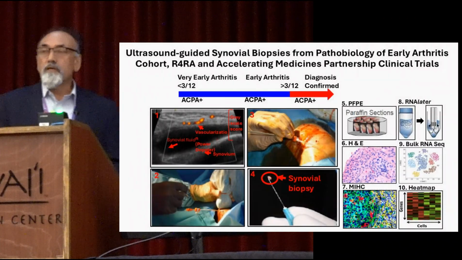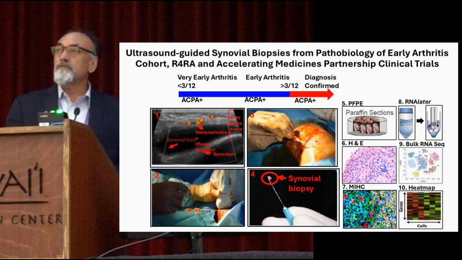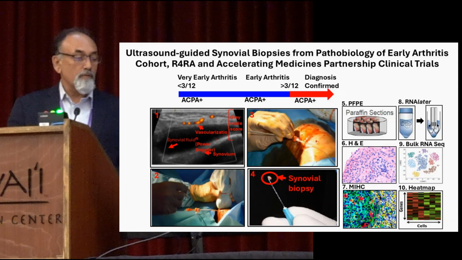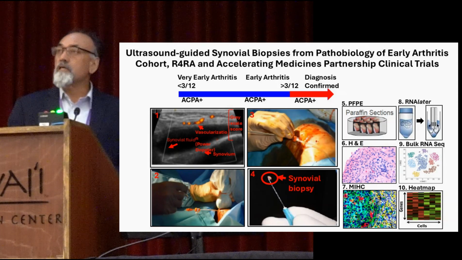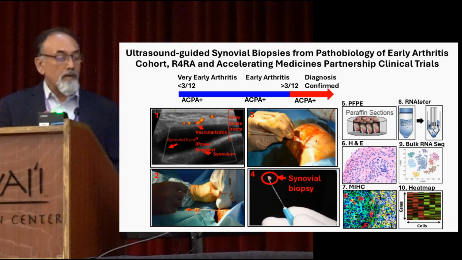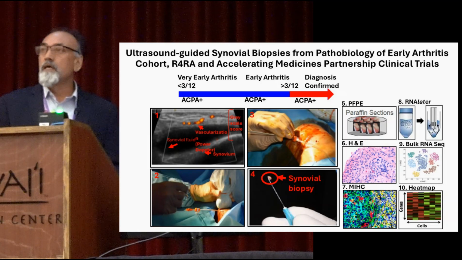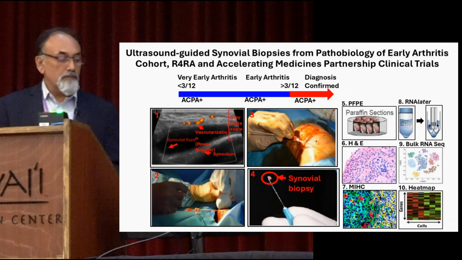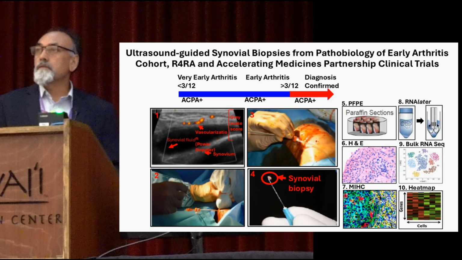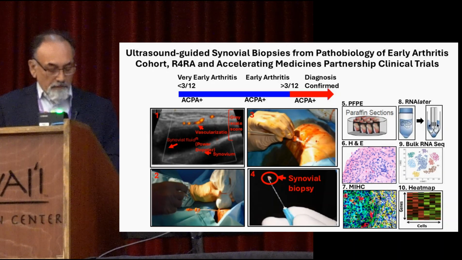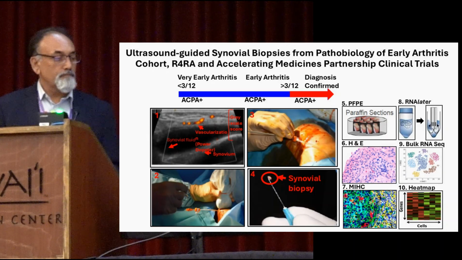The synovial biopsies from early RA patients and also late or chronic RA patients were obtained using ultrasound-guided technology. In this case, we obtained 6 to 8 synovial biopsies. The size of each biopsy was from 0.3 millimeter to 5 millimeter. Half of the biopsies were fixed in formalin for multiplex immunohistochemistry and histopathology, and half of the biopsies were fixed in RNAlater buffer for 10x genomic analysis and bulk RNA sequencing.